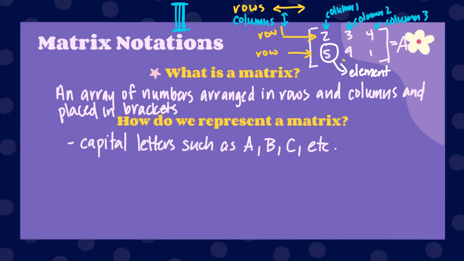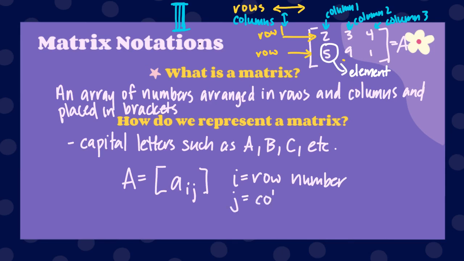We can also represent elements within a matrix using a notation A equals bracket lowercase a with a subscript of ij, where i equals the row number and j equals the column number. So you won't see i and j in the question. You'll see like 2 and 3 or 5 and 2.